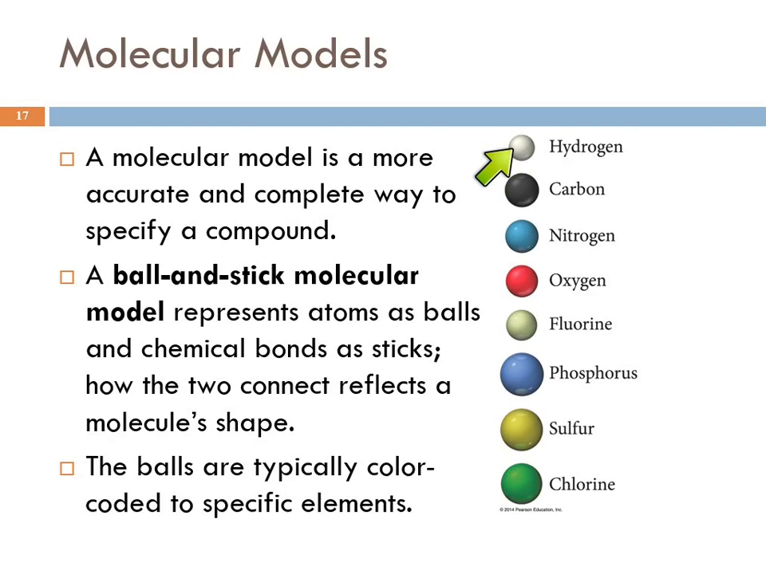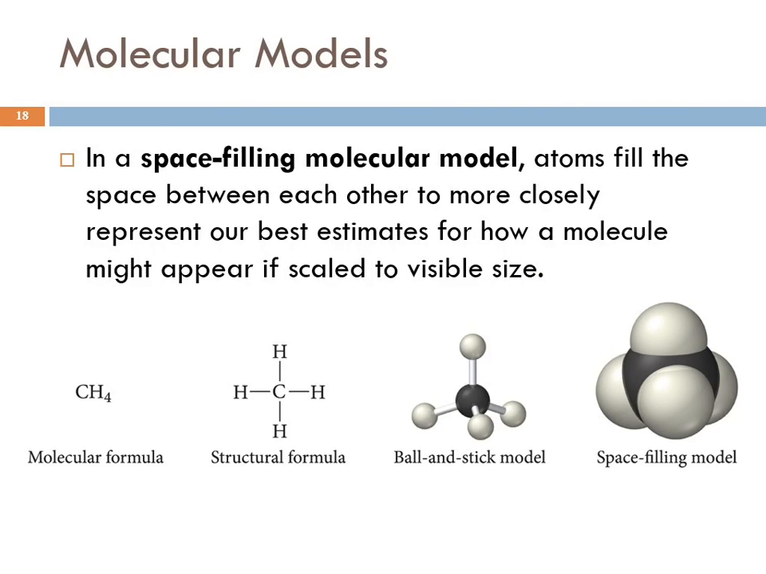And so we've already seen pictures of carbon monoxide, carbon dioxide, where we've had the black balls and the red balls, and water where we've got red and white, and we use those consistently to represent different elements. Another type of model is a space-filling model, and this gives us a better idea of the true shape. It's our best estimate of how an atom or a molecule might look if we could actually get in and see it.